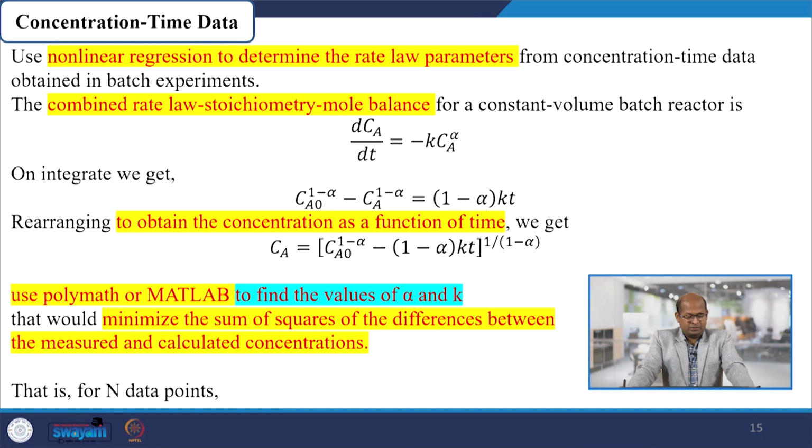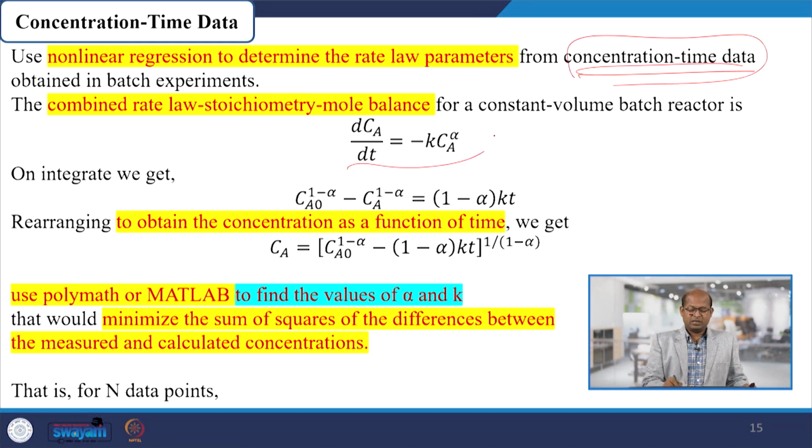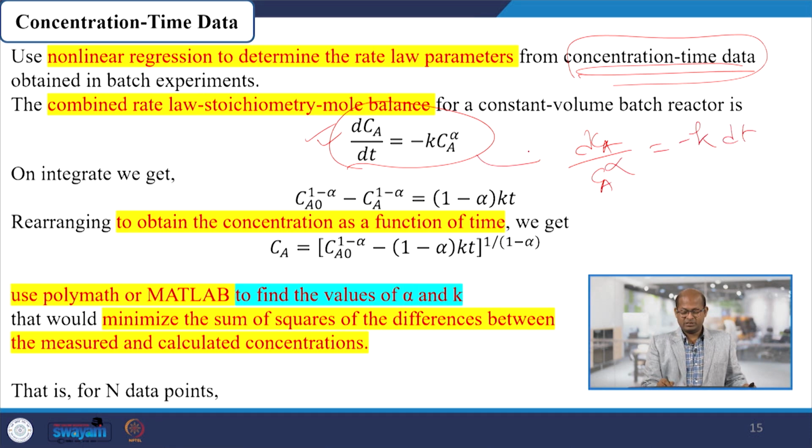So, we can evaluate. Okay. Here is one numerical problem where we are discussing how the system works. We have the concentration-time data, which is experimentally obtained, and these are the rate equations, let us say. If we rearrange these equations to dCA by CA to the power alpha equals minus k into dt, and then integrate, we can get these equations.